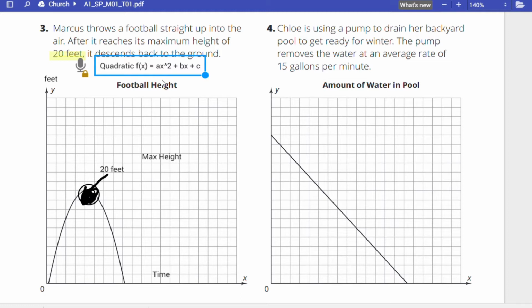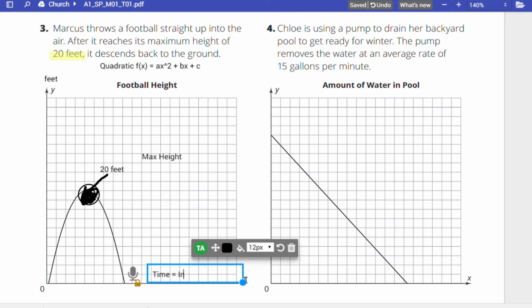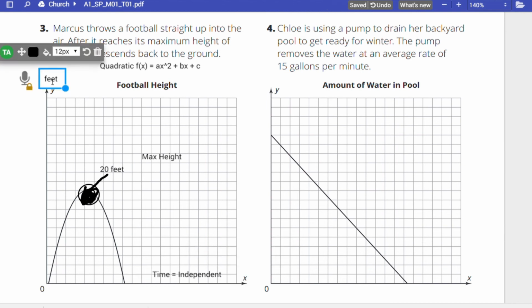And what we were asked to do in this particular thing was label what is the independent variable and what is the dependent variable. So I think that time, obviously, time is going to be my independent variable because it's on the x-axis, and then feet would definitely be what we call the dependent variable.